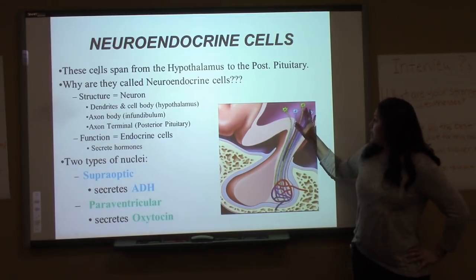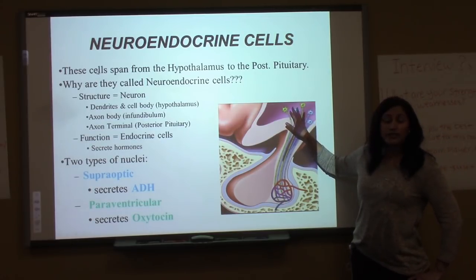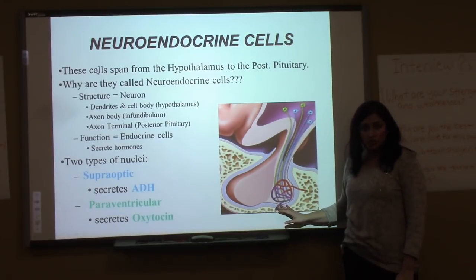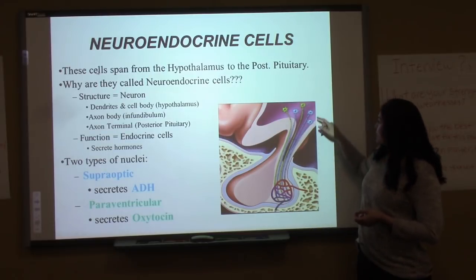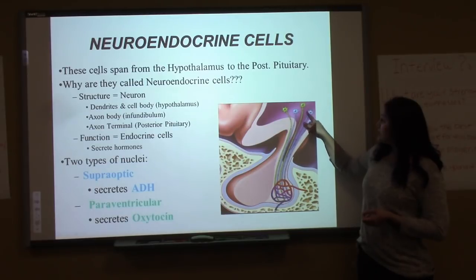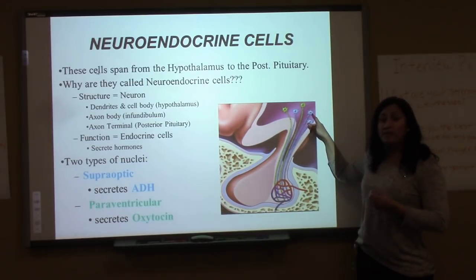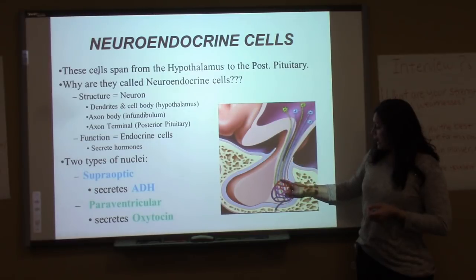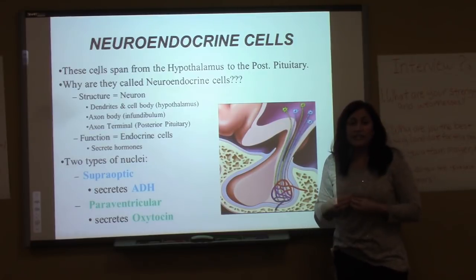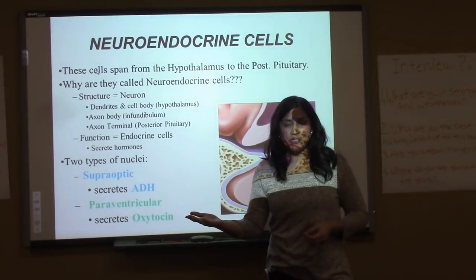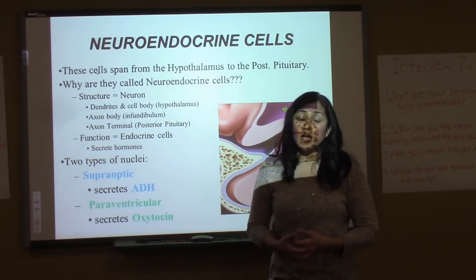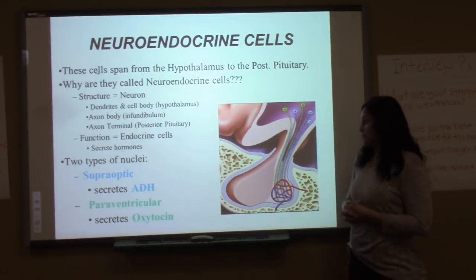So, since I said that the nuclei or the cell body and the dendrites are found in the hypothalamus, whereas the axon terminal is found in the posterior pituitary. In the case of ADH, the supraoptic nuclei, which is found in the hypothalamus, will basically produce the hormone ADH. Once it's produced, it will send it down, and the hormone will be stored in the posterior pituitary. So for ADH and oxytocin, the hypothalamus will produce them, but the posterior pituitary will secrete them when it is time to be released, whenever the body needs them.